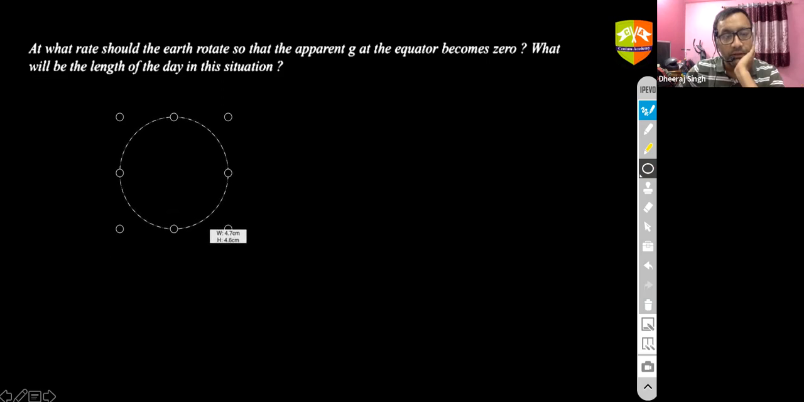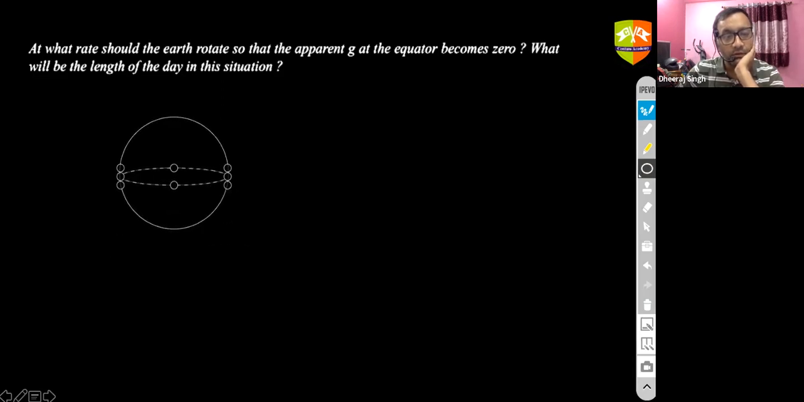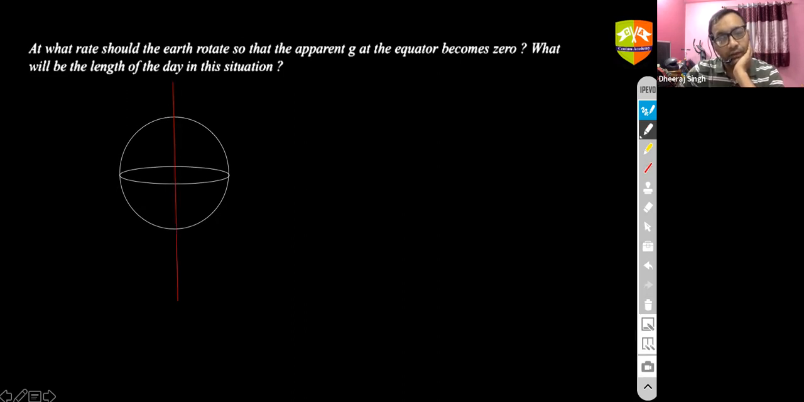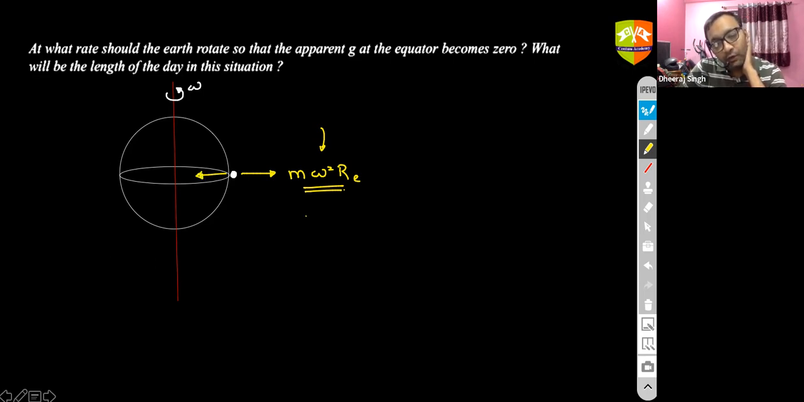This is our Mother Earth. About the pole, the Earth rotates. So let's say Earth rotates like this. You're here. Okay. So you will realize that there is a pseudo force due to rotation acting on you, which is m omega square into the radius of the Earth. So this is also due to Earth only, right? So the total force is not just gravity force. Gravity force minus this force is the total force. So due to Earth, the total force is mg minus m omega square R_e.